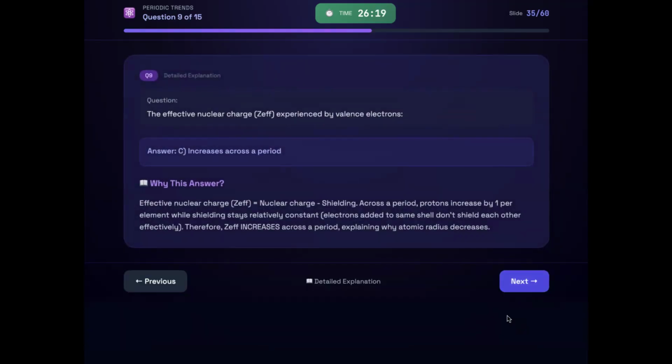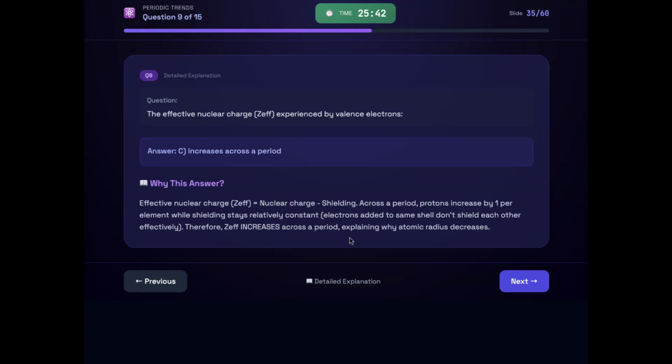But why is that? The effective nuclear charge is equal to the attraction by the protons, the nuclear charge, minus the shielding effect. When you go across the period, the shielding is the same. The protons increase by 1 per element, but the shielding is the same because you are still in the same period, the same energy level. Electrons added to the same shell don't shield each other effectively.